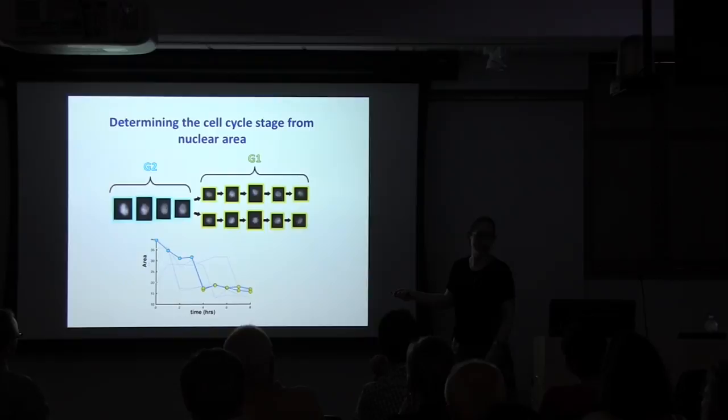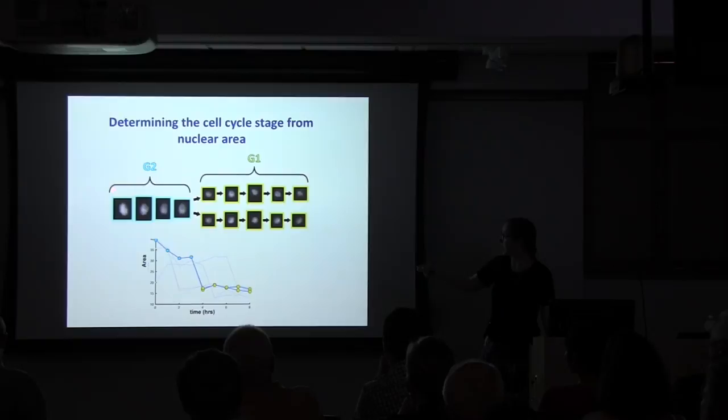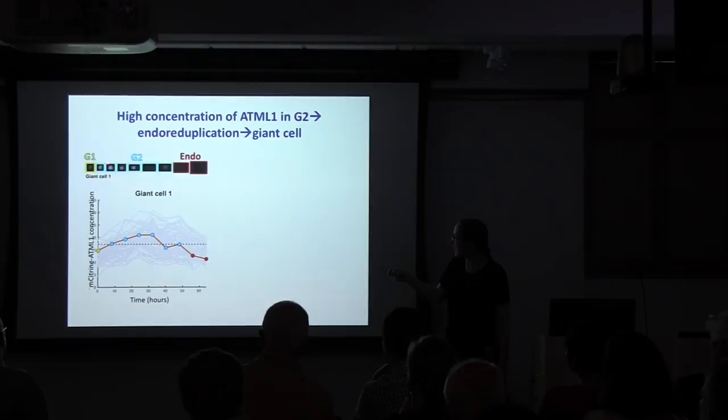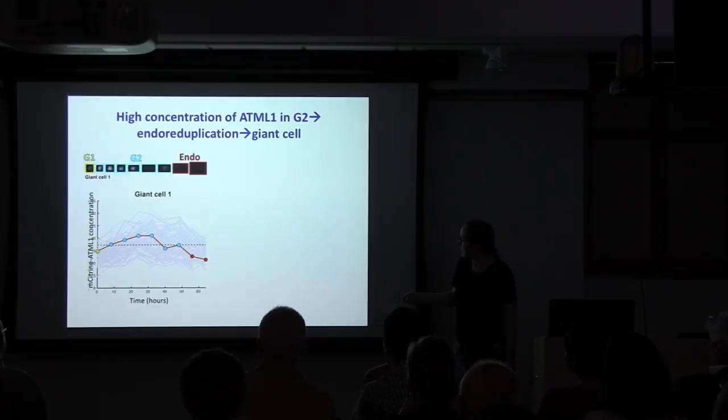And throughout, I'm going to show you G2 in light blue and G1 in yellow. So let's take a look at a couple cells. Here we've got a cell that starts out in G1. It goes through G2. It's got very high concentration of ATML1 in G2. And then it goes on and endoreduplicates and becomes a giant cell. So we plot this on the graph, and we derive a threshold for ATML1.